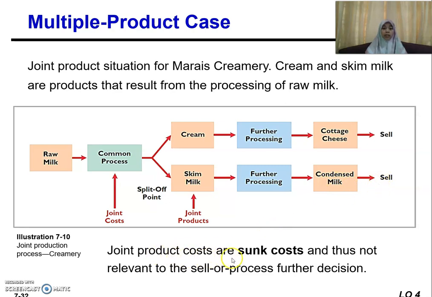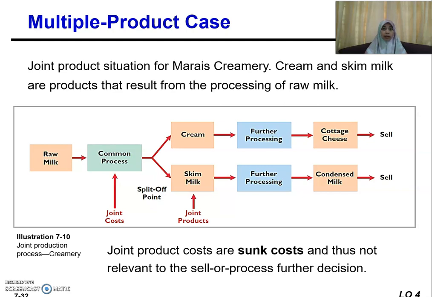So joint product costs are sunk costs and thus not relevant to the sell or process further decision. What do you mean by this? The joint product cost, or the joint cost or your common cost, is it relevant for your decision making? This one is considered as your sunk cost. You already incurred this cost. Whether you like it or not, you already have your joint product. Therefore, this is the cost that you have incurred in the past. This is your irrelevant cost.